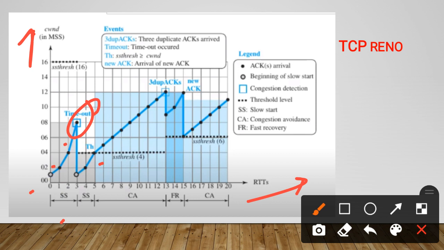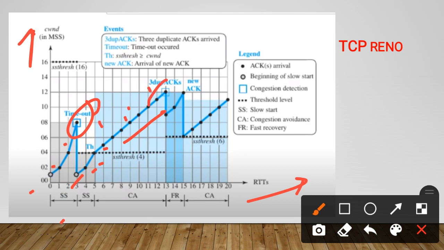So the threshold level will be set by 8 divided by 2, so it is 4, and it will start from the slow start, that is 2 raised to 0, 2 raised to 1, which means 2, 2 raised to 2 means 4. After that it is a linear growth. Linear growth means the sending of data is incremented by one segment. So it will start with 5, 6, 7, 8, 9, 10.